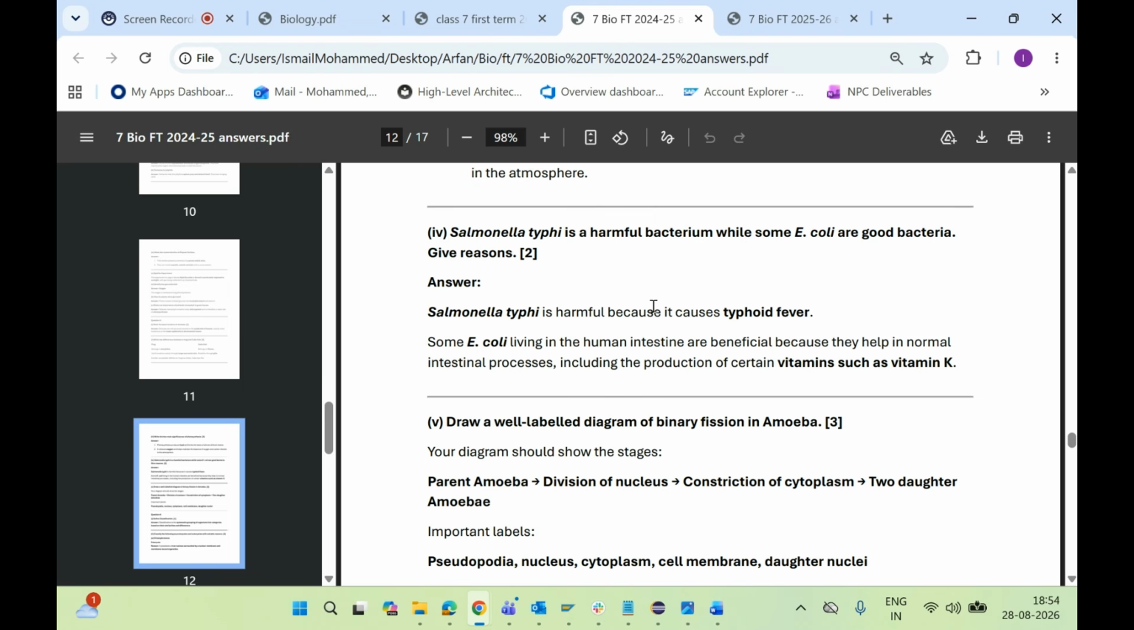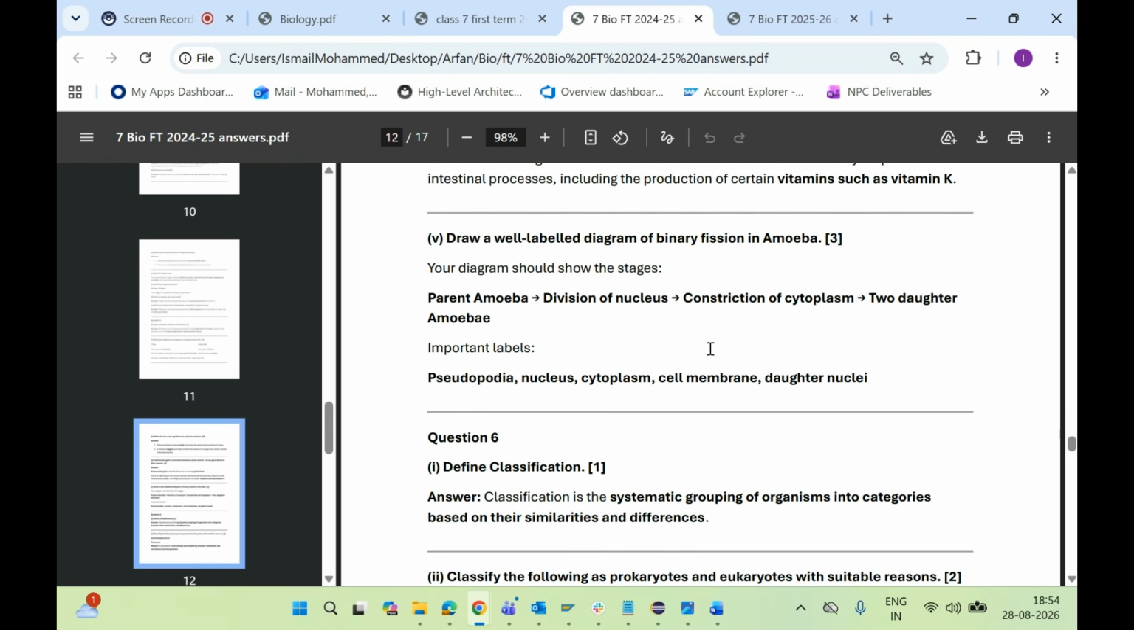Next one, Salmonella typhi is a harmful bacterium, while some E. coli are good bacteria. Give reasons. Salmonella typhi is harmful because it causes typhoid fever. Okay, whereas E. coli living in human intestines are beneficial because they help in normal intestinal processes, including the production of certain vitamins such as vitamin K. So if you consider bacteria and fungi, some are harmful and some are useful. Salmonella typhi is one which is harmful, whereas E. coli, which is present in the human intestine, is a useful one.